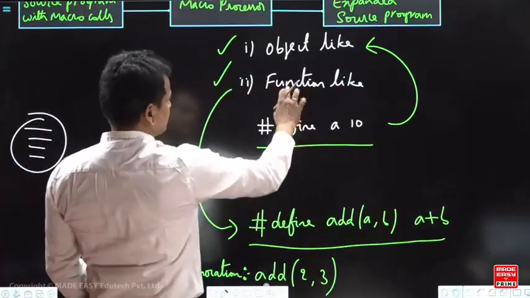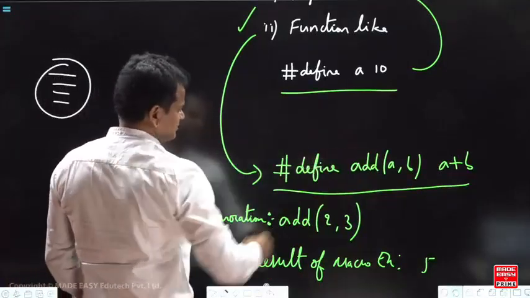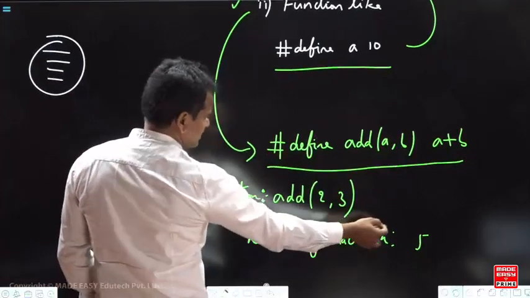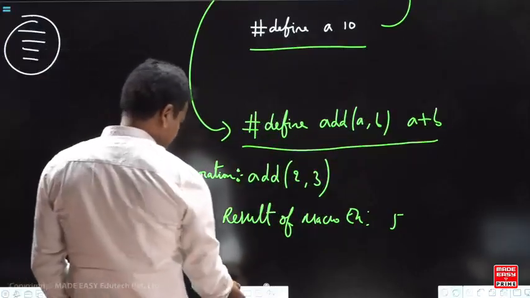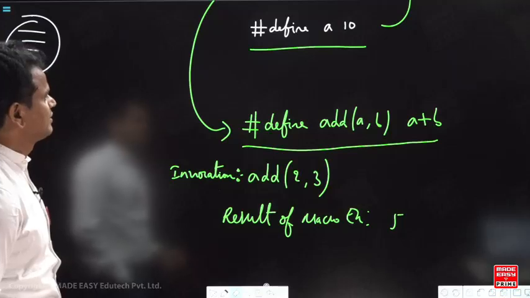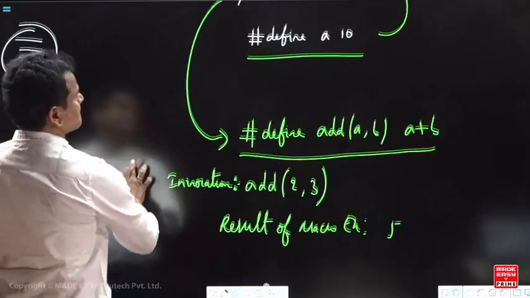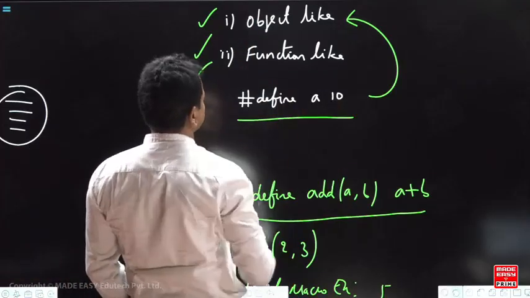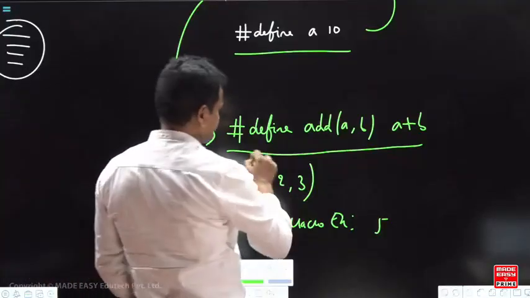Object-like macro and function-like macro. This is a function-like macro, and this is the definition. If you are invoking the macro add(2, 3), the result of the macro expansion will be 5. Copied? Just write this, and beside this you can take this example.